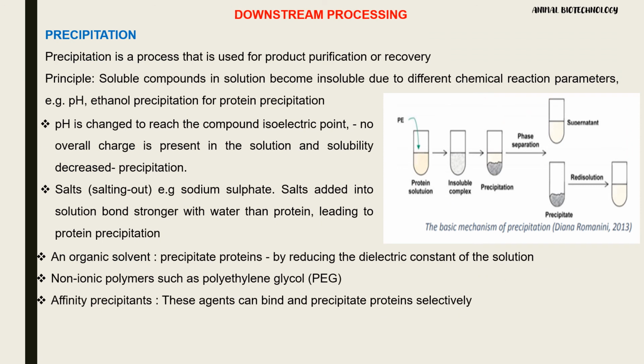Precipitation. It is a downstream process used in product recovery and purification. In this method, precipitation is brought about in the solution by changing certain physical parameters like pH or addition of chemicals, examples certain salts. This leads to destabilizing of the structure of the components in the solution, causing them to form precipitates, as shown in the figure. Example, precipitation of proteins can be brought about by changing the pH or salting out.